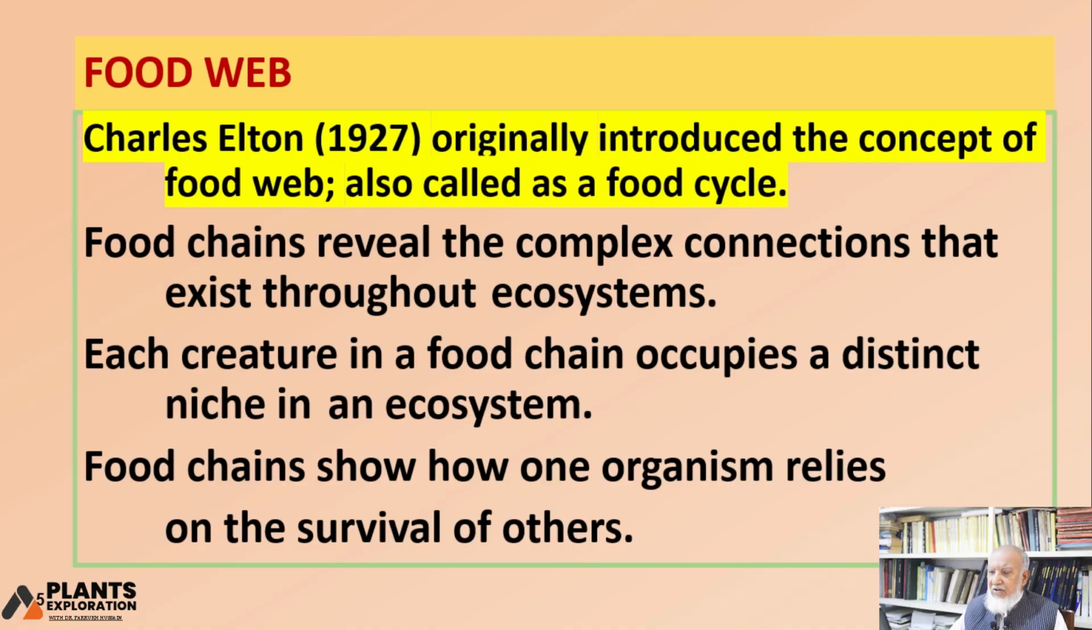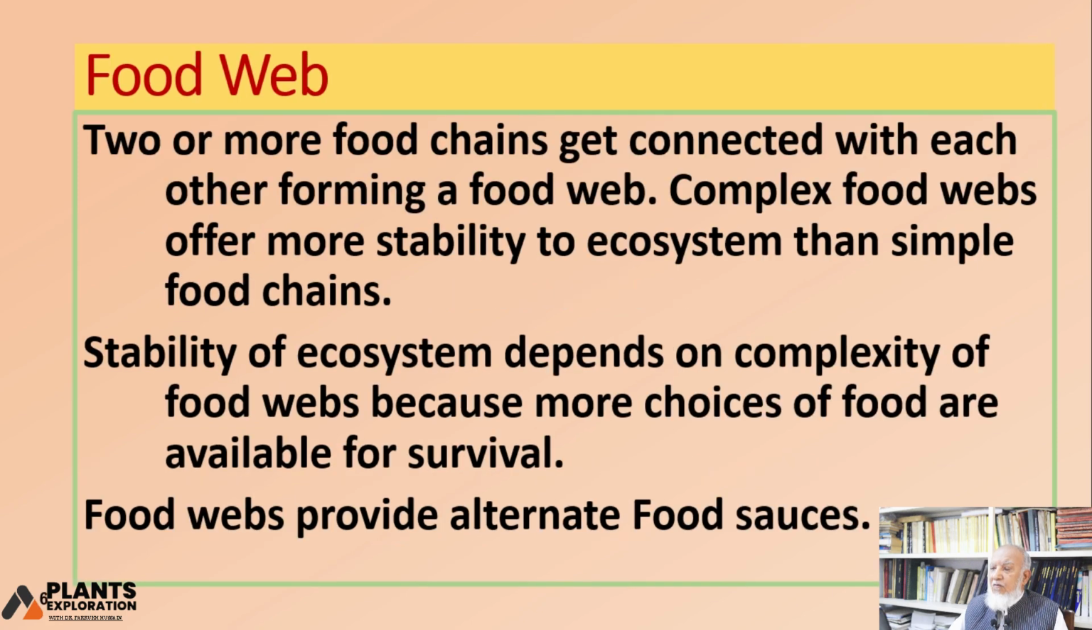Each creature, each organism has a specific niche, a specific place in that food chain. Either it is a herbivore or a carnivore, secondary, primary, top, whatever it is, but it has a specific position at the food level. Food chains show how one organism relies on the survival of other organisms. Two or more food chains get connected with each other, forming a food web.